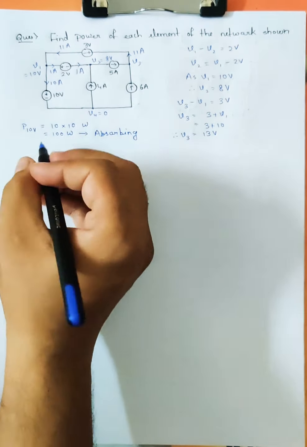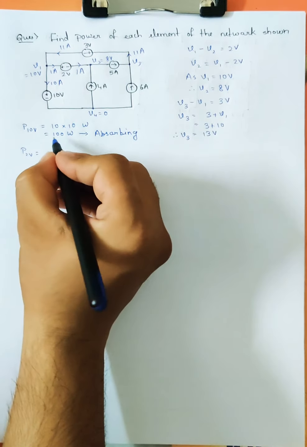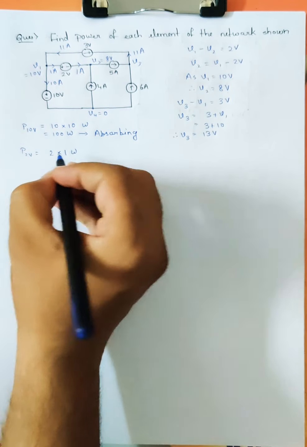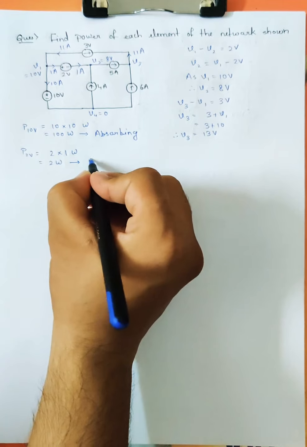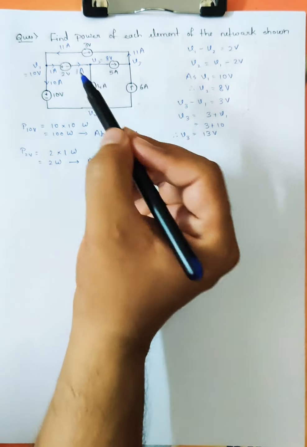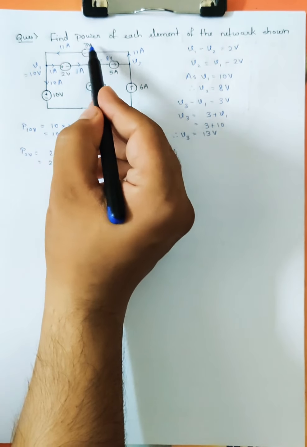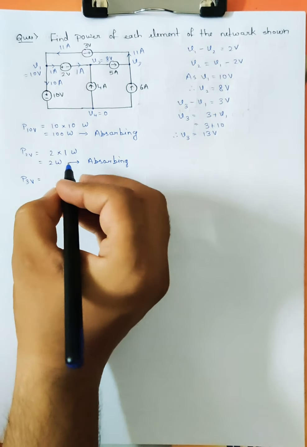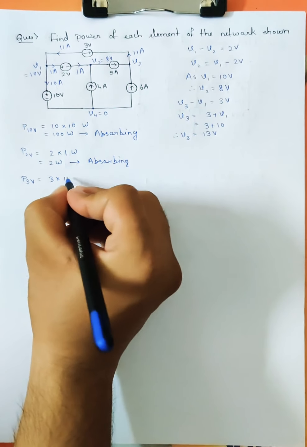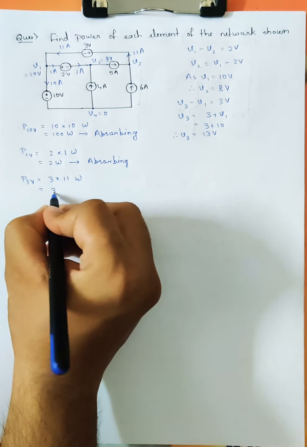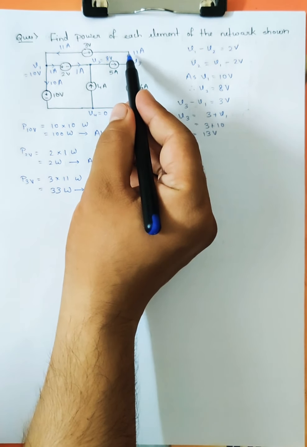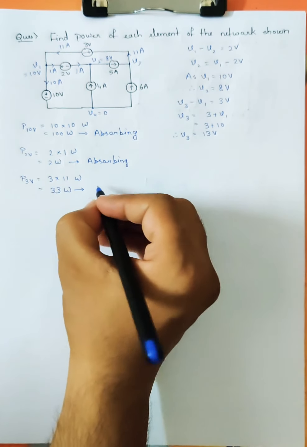Now we will take this voltage source. P 2 volt will be equal to voltage 2 into the current going through it, that is 1 ampere. So the power will be 2 watt. This is also absorbing, as the current 1 ampere is going towards the positive terminal of the 2 volt voltage source. Now we will take this voltage source. P 3 volt will be equal to voltage 3 into current 11 ampere. So the power will be 33 watt. This power is also absorbing, as 11 ampere current is going towards the positive terminal of the voltage source.